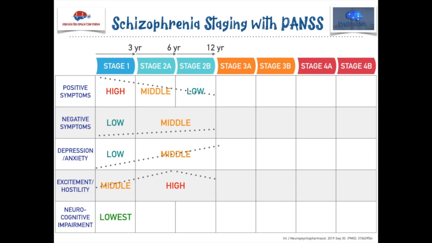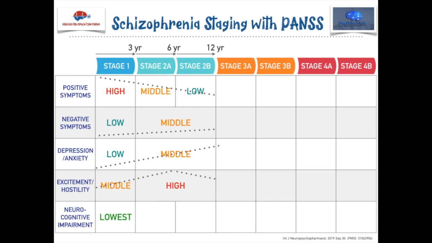And in stage 2B, you can see that both are increasing. They say that stage 2 ends when depression and anxiety have exceeded excitement or hostility as a dominant feature. So what they're trying to say is by stage 3, depression and anxiety are dominating. For example, in stage 2, excitement and hostility is dominating. In stage 1, positive symptoms were dominating. In stage 3, depression and anxiety will be dominating.